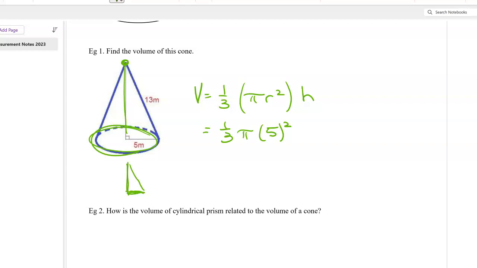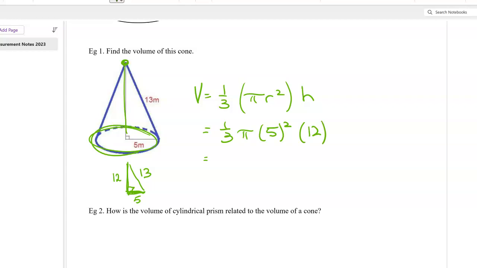Okay, good news is our buddy Pythagoras is going to help us out. I know this is 13, this is 5, and don't know if any of you recognize this as a Pythagorean triple, but if you do the math, you're going to find out that this is 12. Okay, a 5, 12, 13 triangle is a Pythagorean triple. So the height is 12.